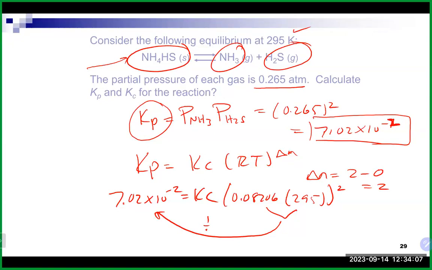Sometimes people want to square root just the temperature and then multiply it. So you have to multiply the two values inside first and then take the square root of it. That gives me something like 586-ish. I'm then going to send that to the other side and divide the 7.02 times 10 to the minus 2 by that. And that will give me a 1.20 times 10 to the negative 4 for my Kc value in this particular case.